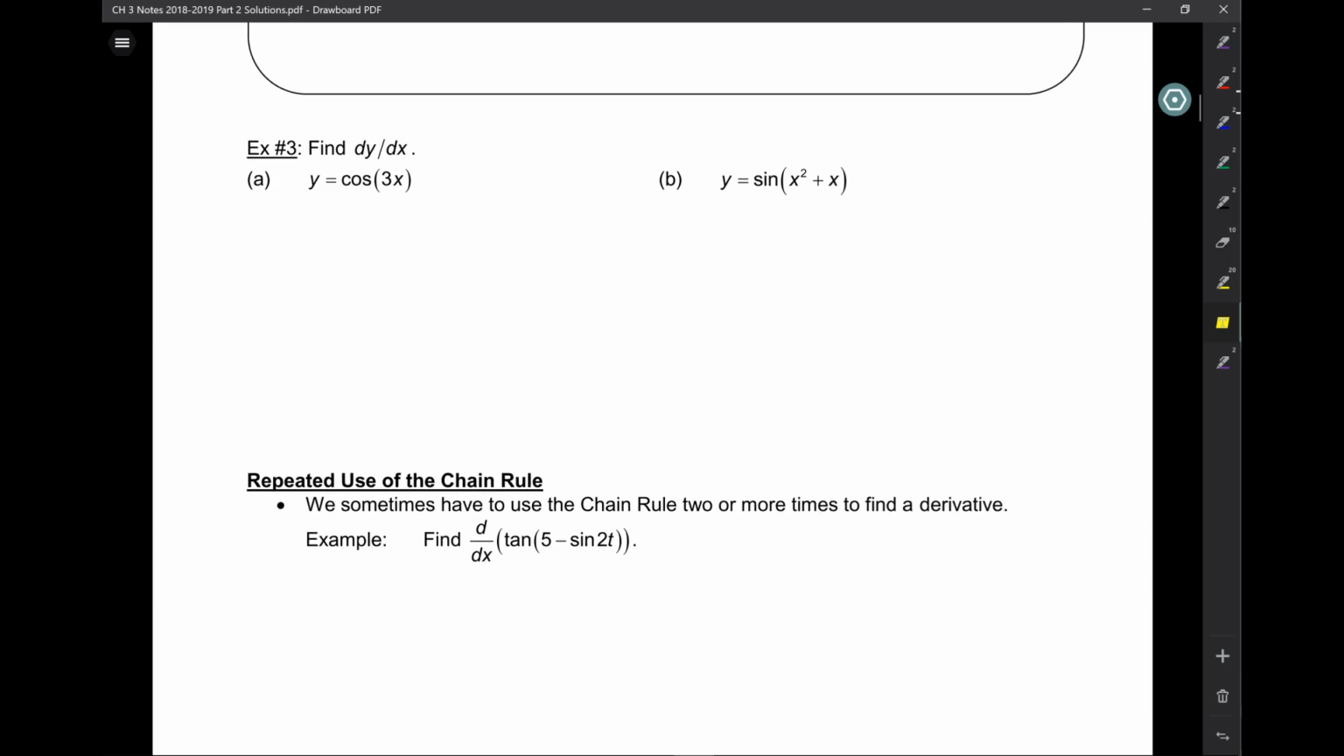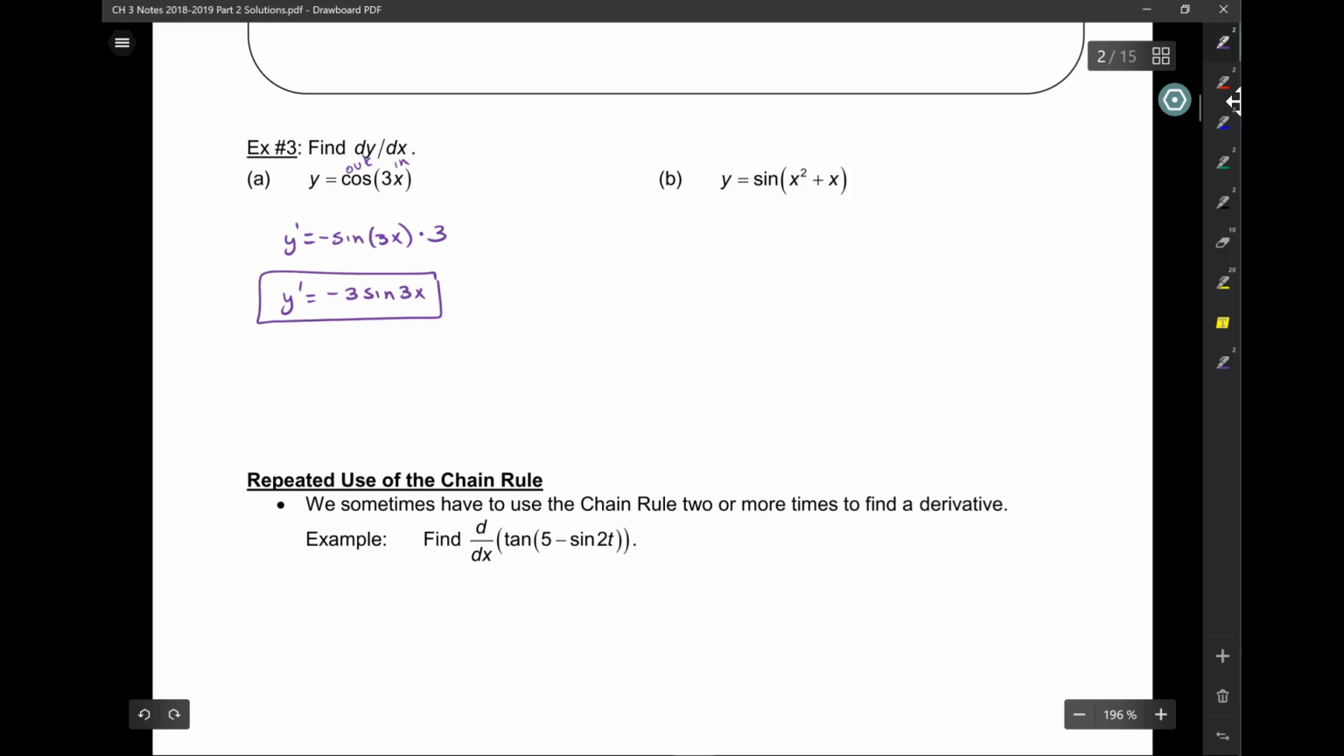Okay, dy dx. You need to identify the outer and the inner function. So tell me. Cosine is the outer and 3x is the inner. So y prime is what? Negative sine 3x times 3. Awesome. Fabulous.